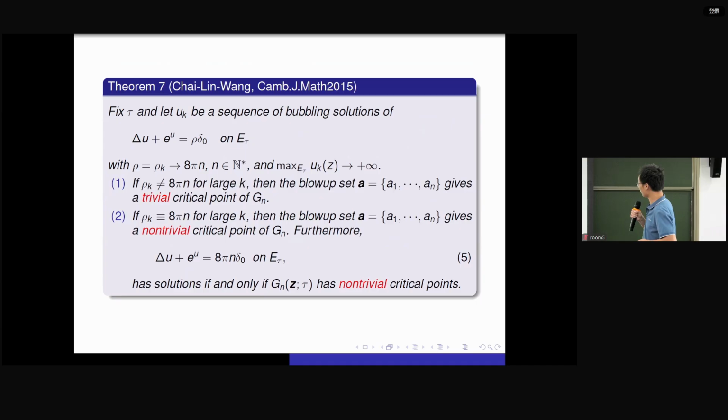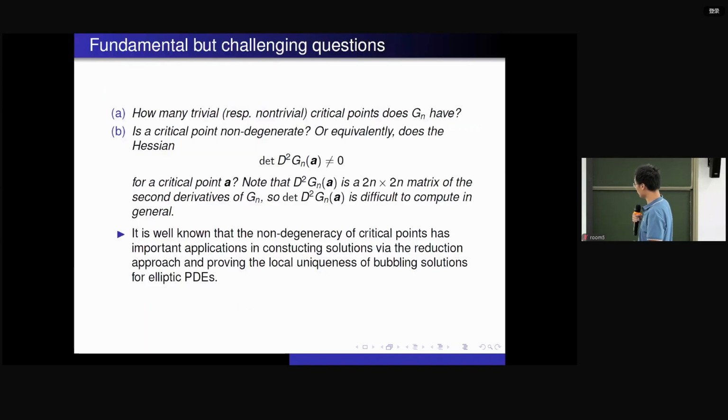And based on this result, they can prove that for general n, this equation has solutions if and only if G_n has a non-trivial critical point. So from this theory, we also ask, how many critical points does G_n have? And is the critical point of G_n non-degenerate or not? So we want to consider these 2 fundamental questions.